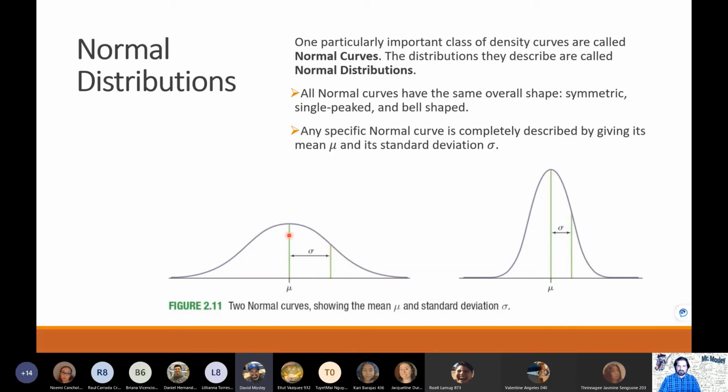Notice that the one on the left is shorter than the one on the right. Remember, the area must still be 1 under both of these curves. So if it is a more spread out distribution, it's going to be shorter. A less spread out distribution, with a smaller standard deviation, will be a taller curve. You can't have a very tall curve that is also very wide. It doesn't work.